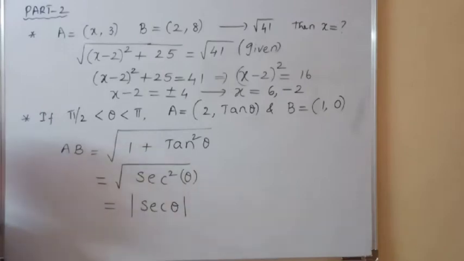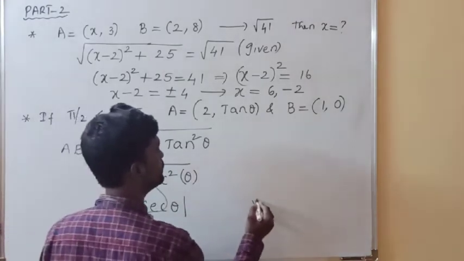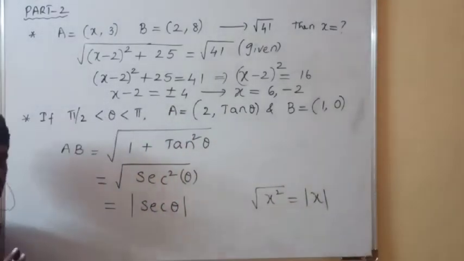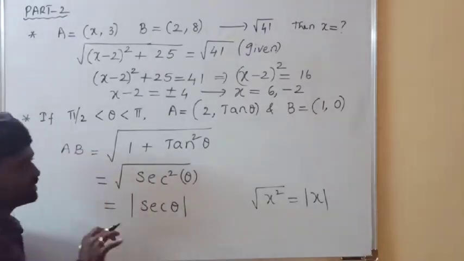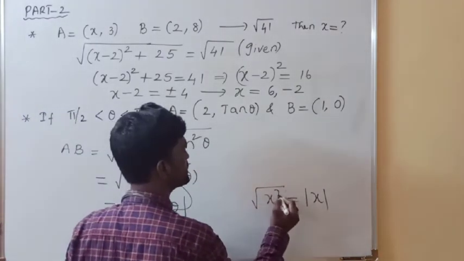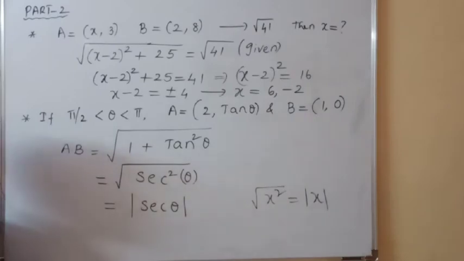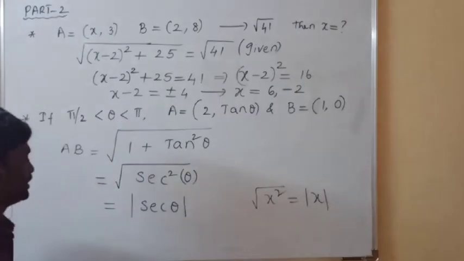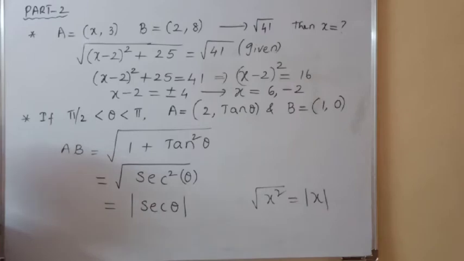Because root of x square is mod x. Root of x square is equal to what? Modulus of x. Root of x square is not equal to x. Because we don't know the x value, that is why we write root of x square as modulus of x. Because root of x square should not be negative. That is why we are keeping it under modulus. Because x may be positive or negative, but root of x square should not be negative. So to avoid that, we keep it under modulus. Now root of secant square theta is mod secant theta.